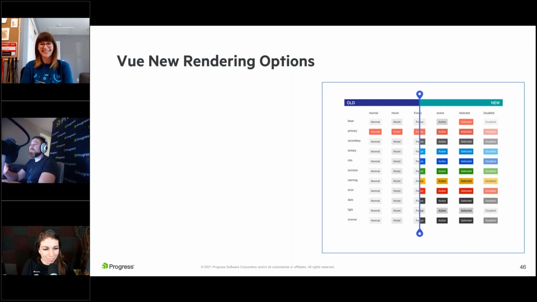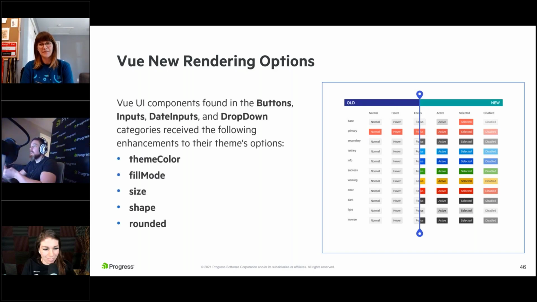So we have the new rendering options that I covered in jQuery, but for those of you that are here just for Vue, we did update the available options that we have in the buttons, inputs, state inputs, and dropdown packages. Specifically, these options are theme color, fill mode, size, shape, and rounded. Without diving into what each individual one of these options do, it's our attempt to ensure that our Vue components can continue to not only, of course, work for today's design, but also in the future.